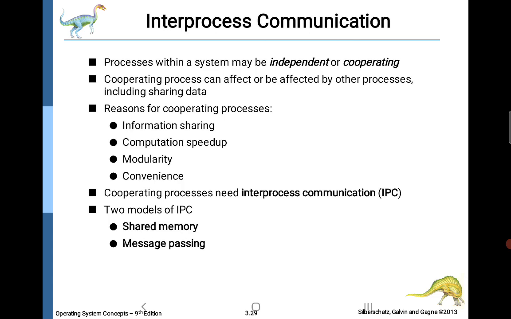We can actually classify processes in the system into two main categories. Independent, that's to say, a process that is not affected and does not have any effect on any other process from the moment it starts to the moment it ends. And cooperating, these are processes that are affected and do have an effect on other processes in the course of their existence.